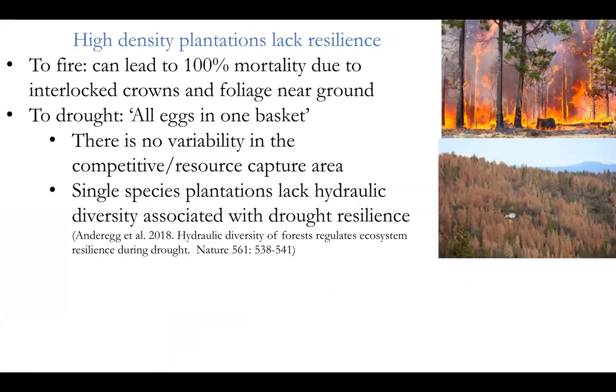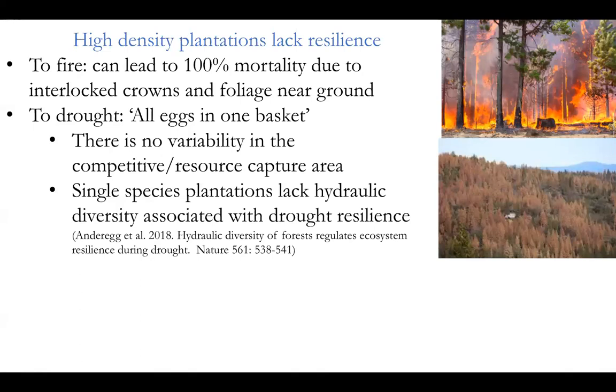And one of the consequences of this is that if you end up with a high density plantation that has not received subsequent treatment, there's a lack of resilience in that resulting forest structure to things, including fire, where we have a number of documented instances of fire entering a plantation as part of a wildfire that was burning the surrounding landscape and leading to 100% mortality, or near 100% mortality in some other instances, due to the interlocking of the crowns and the foliage on the edges of the plantations reaching the ground and facilitating fire spread into the crowns.